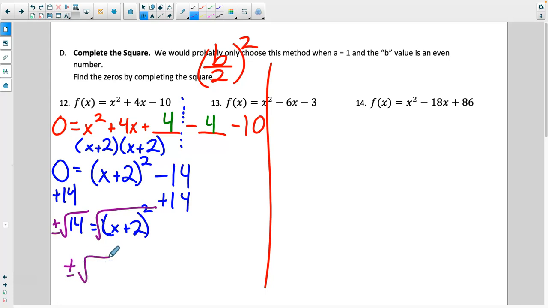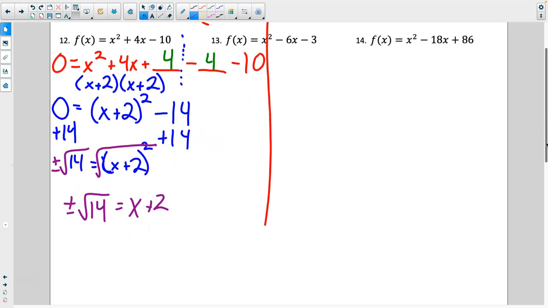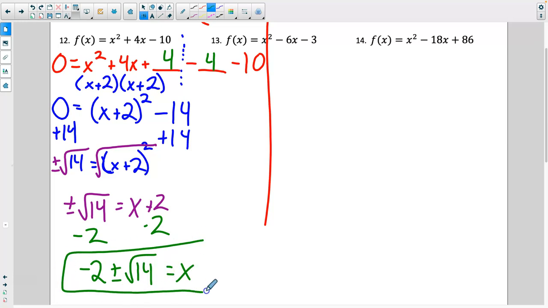Give me the two numbers that multiply to 14. 7 and 2. Do we have any other options? No. Do I know the square root of 7? Do I know the square root of 2? No. So then I leave it. My last step is just minus 2, and I get negative 2 plus or minus the square root of 14, and that is equal to x.